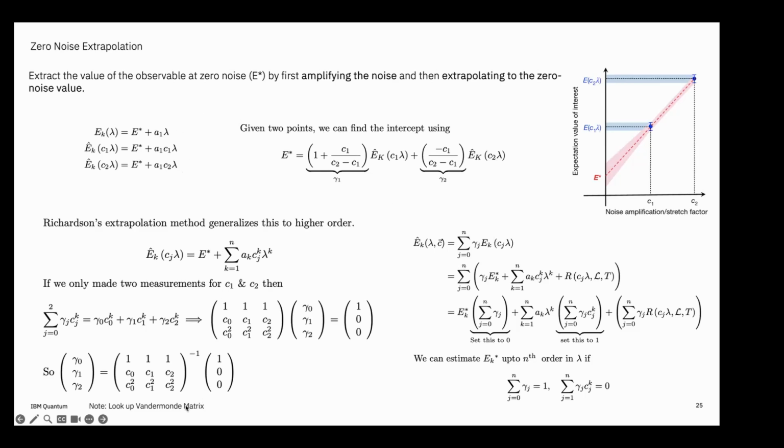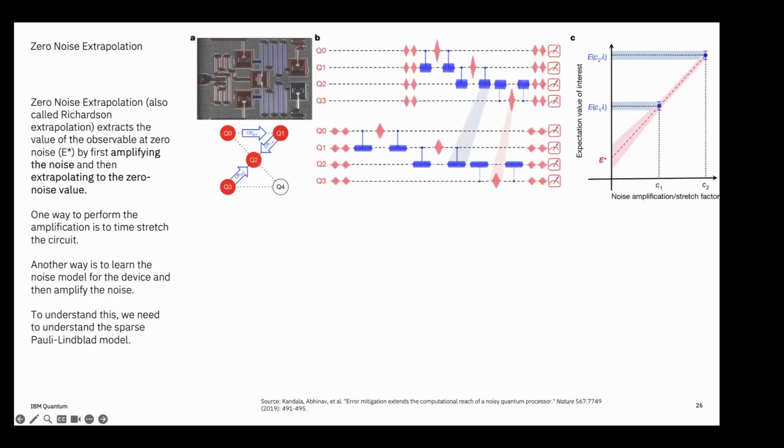The terms you want to look up are Richardson extrapolation and Vandermonde matrix. This matrix is the transpose of the Vandermonde matrix. So if you're kind of curious about what this matrix looks like or does, you can look that up.